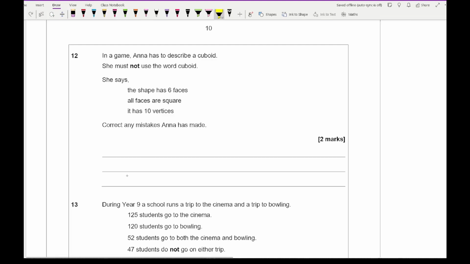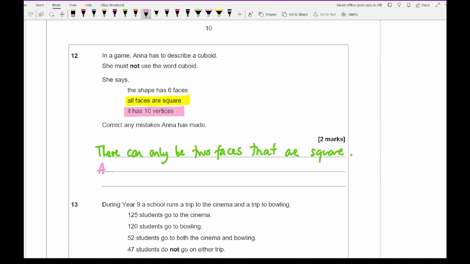Well, the two mistakes are this statement here. So in other words, there can only be 2 faces that are square, in which you may not always get a square on a cuboid, but at most there can only be 2, not all faces, otherwise it would be a cube. And then the last statement is incorrect in the fact that a cuboid has 8 vertices, not 10.